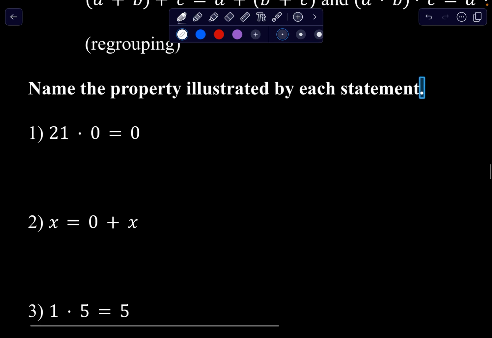So name the property illustrated. This one's multiplying by 0. And for this one, it's okay to abbreviate. It's going to be the multiplicative property of 0.